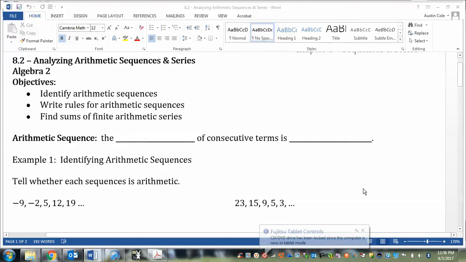All right, guys, in 8.1, we just talked about series and sequences. What are they? How do we write them? How do we calculate them? Now in 8.2, we're going to dive into arithmetic sequences.